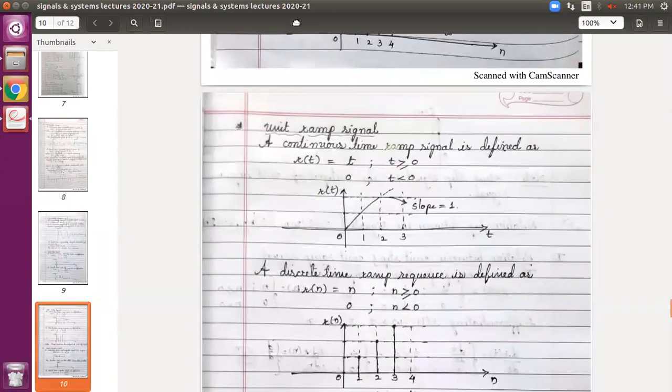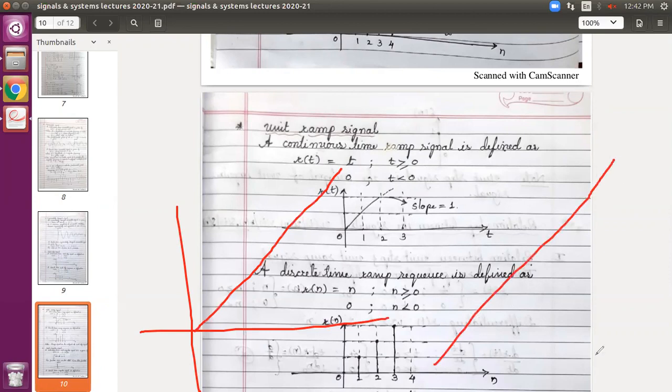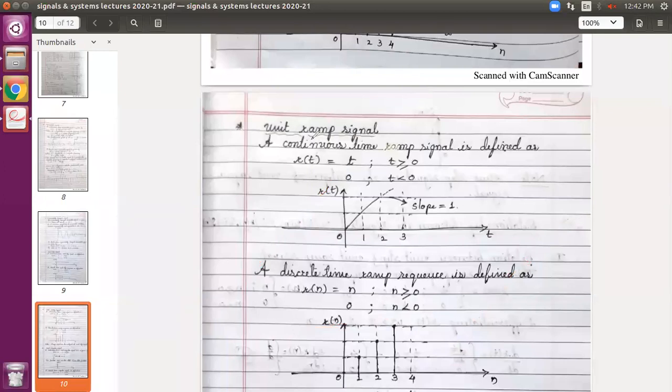What do you mean by ramp? Ramp is nothing but a staircase, right? A ramp, a slope, something like this. Let me show you. Something like this, which increases like this. This is called a ramp, which increases, whose slope is increasing. This is called ramp. So how do you define a unit ramp signal?